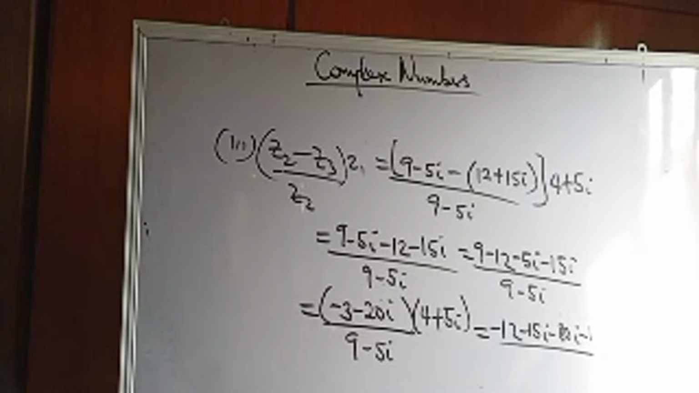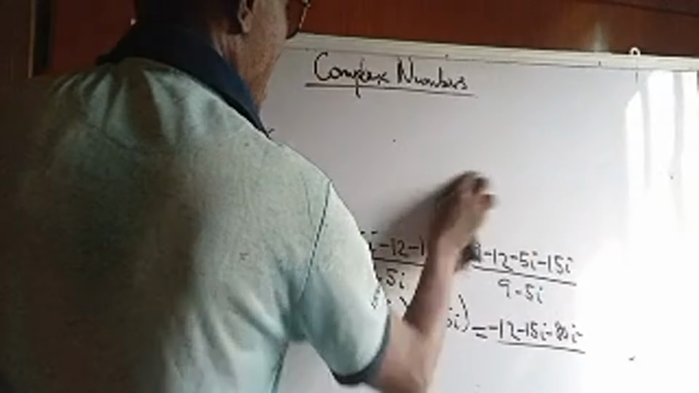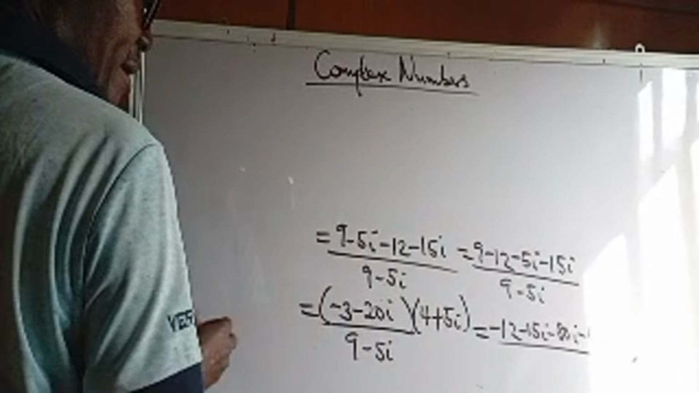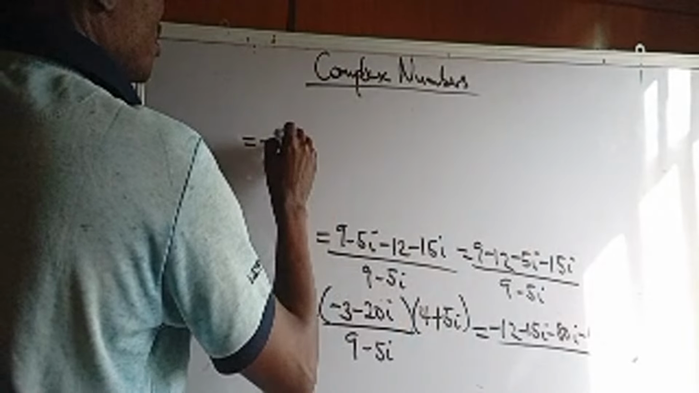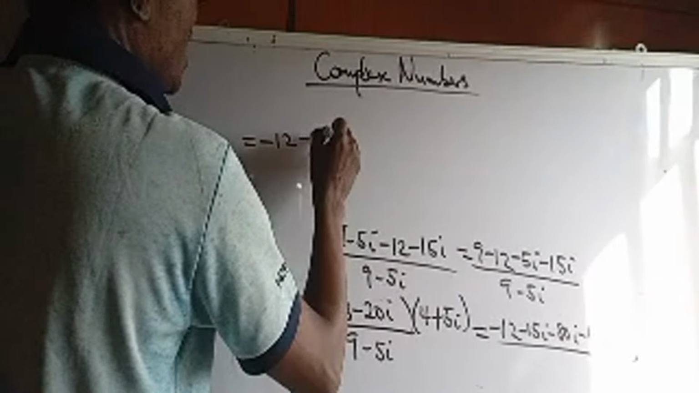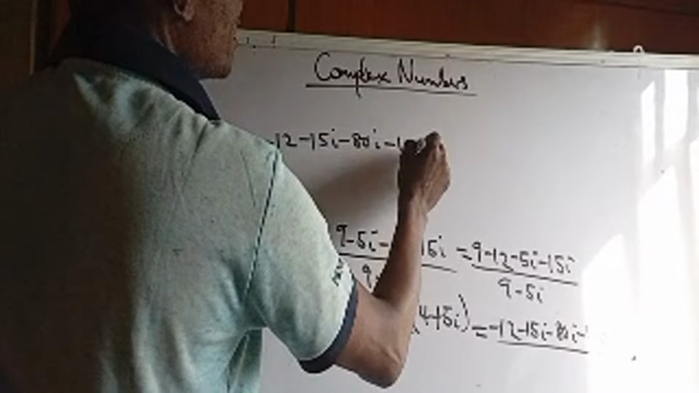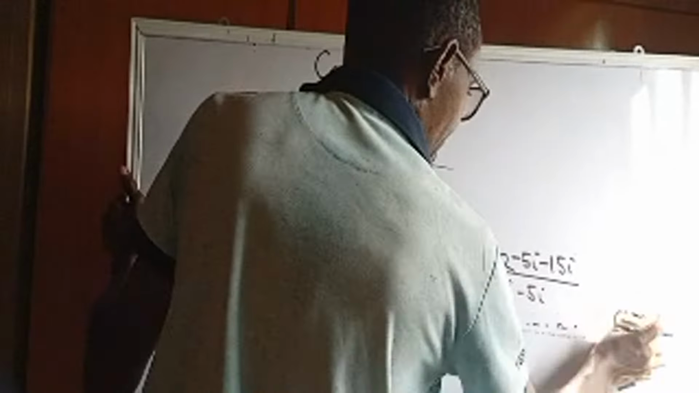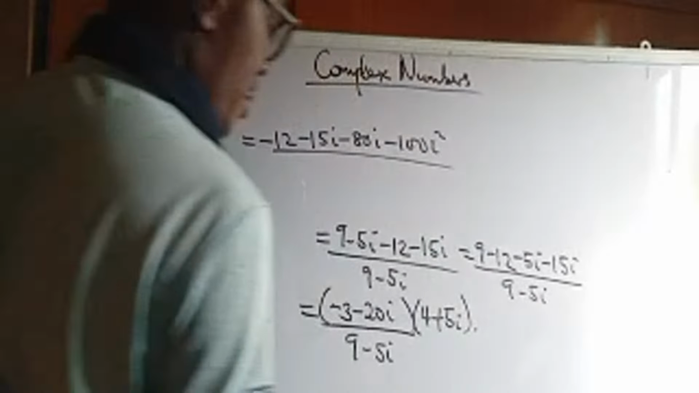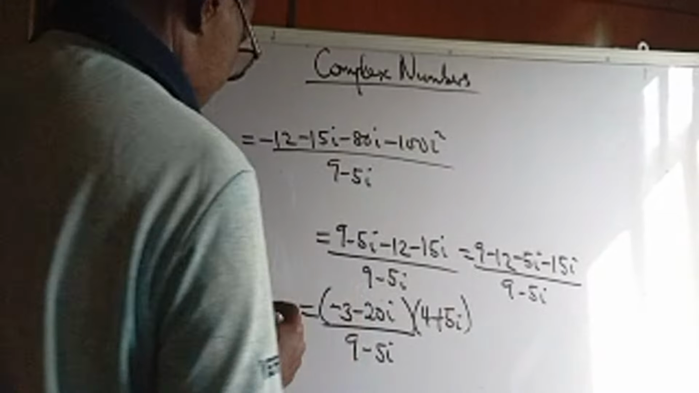Let me write this one up. What I did there, if you can't see, let me write it there. So this expansion is minus 12 minus 15i minus 80i minus 100i squared. I've written it on top, all over 9 minus 5i.